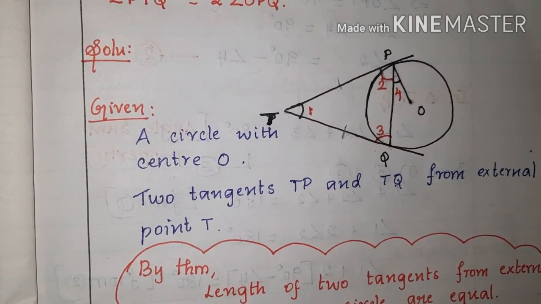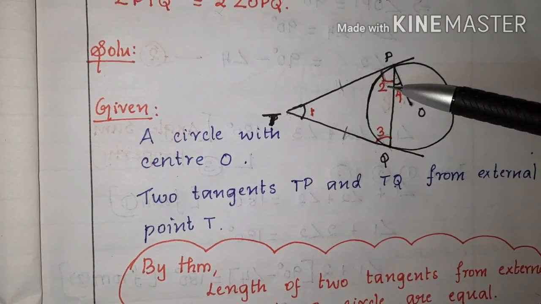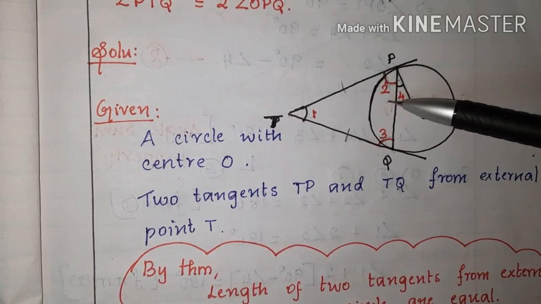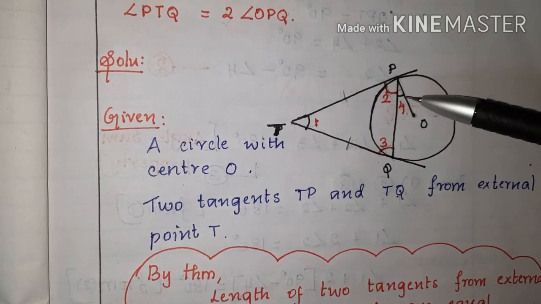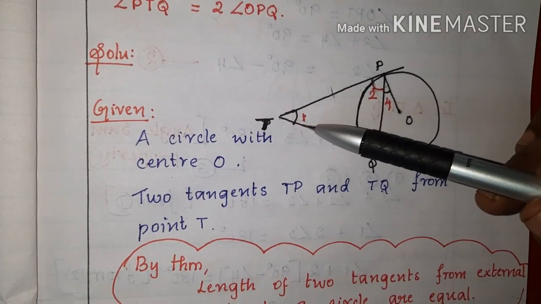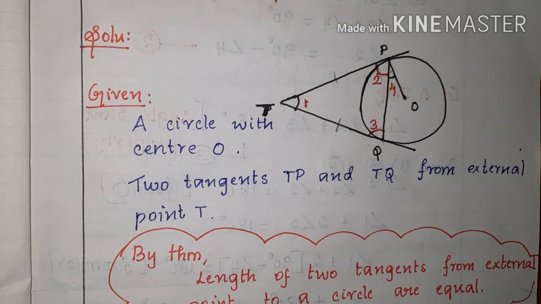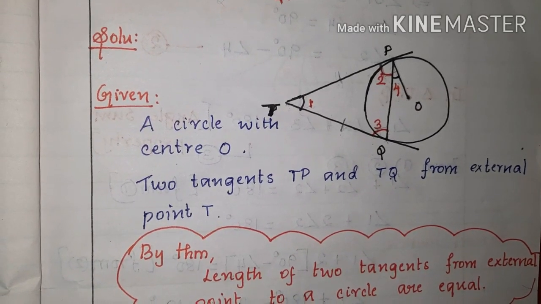Clear, children? So first we are going to say it is an isosceles triangle and the opposite angles are equal. By the tangent radius theorem, the angle is 90 degrees, and by applying that in the angle sum property, we will be able to get that the angle at T is equal to 2 times angle 4. Clear, children? So very simple concept.